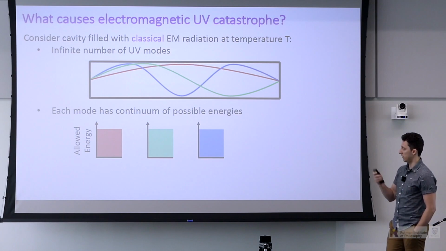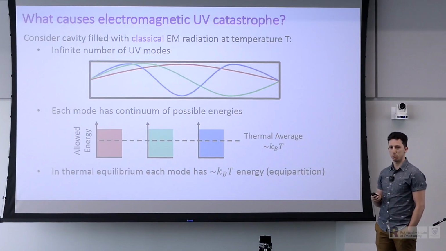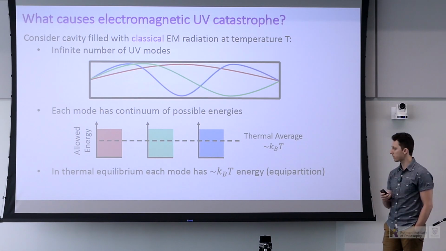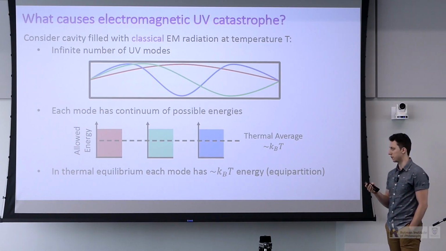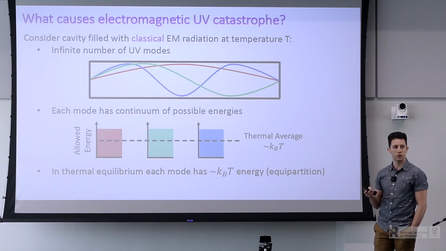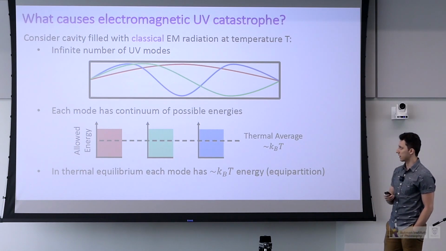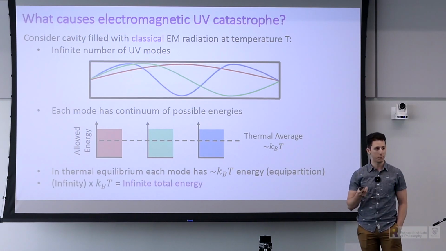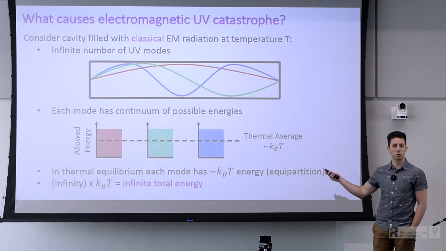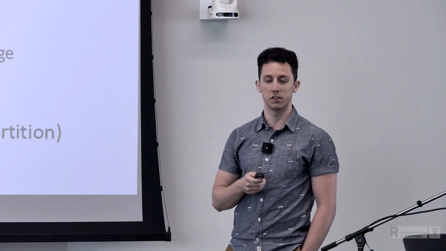We also know that if we're assuming classical electromagnetic radiation, then each mode has a continuum of possible energies, and in thermal equilibrium, the average energy for each mode is going to be roughly kBT. This is just the classical equipartition theorem, which says that in thermal equilibrium, energy is equally partitioned between all the classical degrees of freedom of the system. And so then we see that an infinite number of modes times a kBT amount of energy per mode gives an infinite total energy in a finite volume. And this is what the ultraviolet catastrophe is.